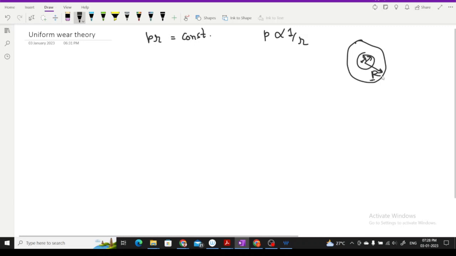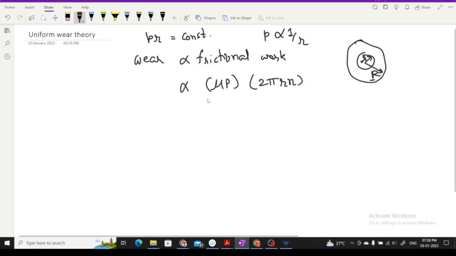So once you consider p r is constant, then the wear is actually proportional to the frictional work. So frictional work is basically nothing but the frictional force into rubbing velocity. So this frictional force into rubbing velocity, right? This is the frictional force.